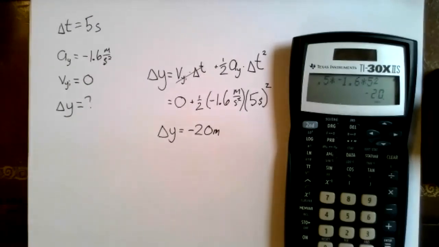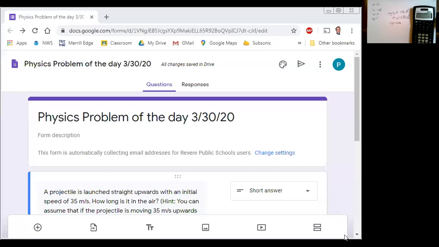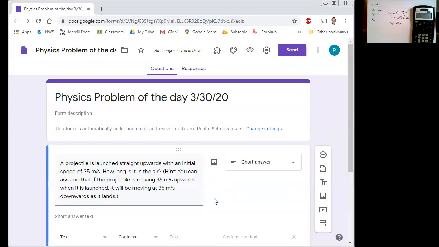Okay, let's take a quick look at the problem of the day for today. Give you a hint on that, and then we'll call it. So this is the problem of the day for today. I hope you can see it. It's on Schoology. It says a projectile is launched straight upwards with an initial speed of 35 meters per second, and we want to know how long it's in the air.